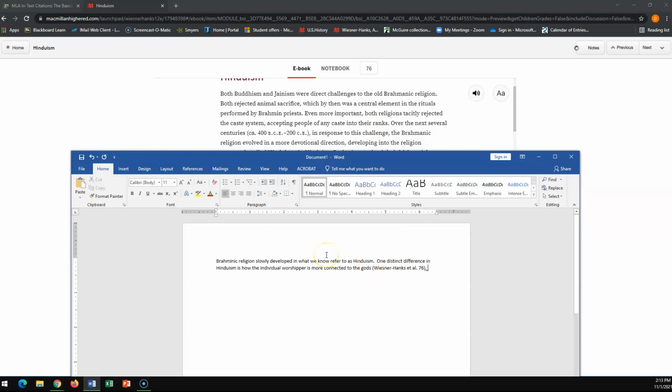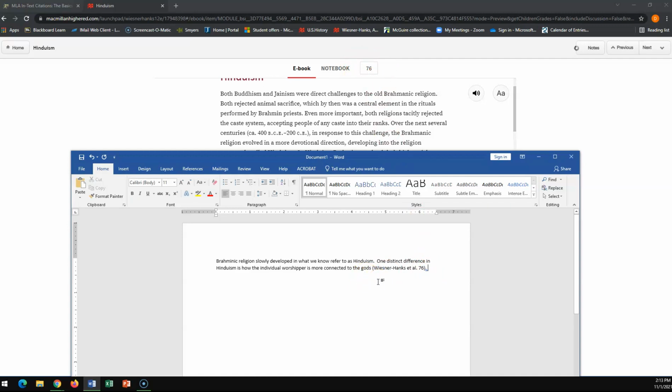I just didn't know this off the top of my head. Like, you know that Christmas Day is December 25th. We all know that that's common knowledge. This stuff about Hinduism, for us, is not common knowledge. So I need to cite where this information came from. Well, it came from our textbook. It came from Wisner, Hanks et al., and you can find it on page 76. Just letting the reader know.